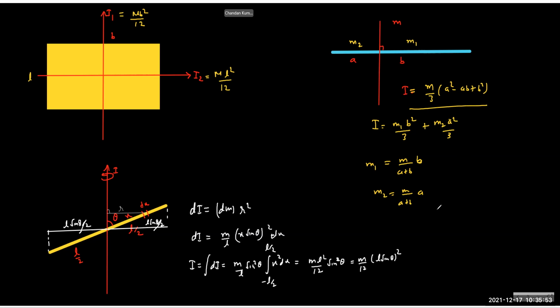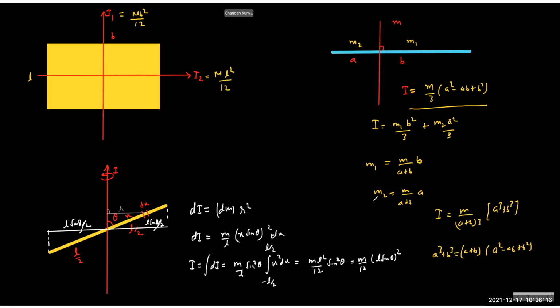So what we'll get exactly is I equals M upon A plus B into 3 into A cube plus B cube. Now you can use the A cube plus B cube formula. So A cube plus B cube is A plus B into A square minus AB plus B square. So once you substitute, you'll get the answer.